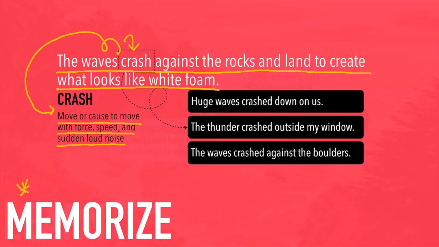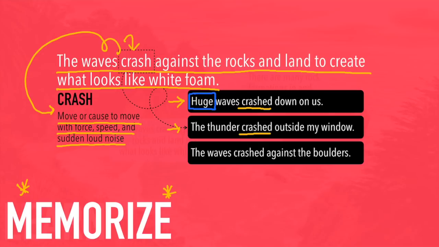So again, your goal is to memorize for this step and look at the sentences that are given as examples from the dictionary. Here we go. Huge waves crashed down on us. Now again, in the previous example, we learned the word huge, which just means very big, all right? So our second example is, the thunder crashed outside my window.